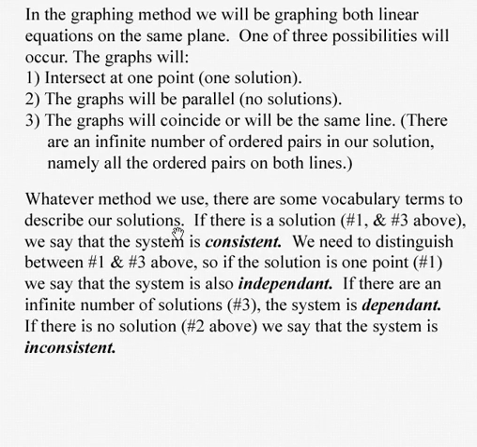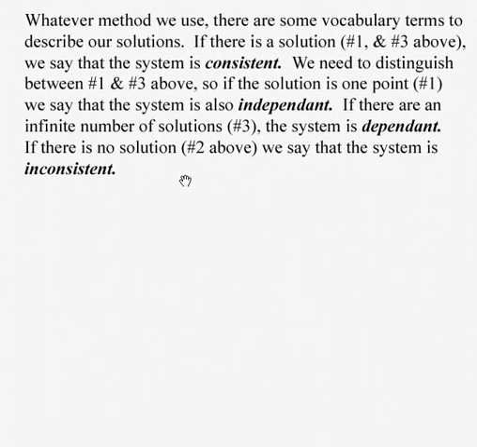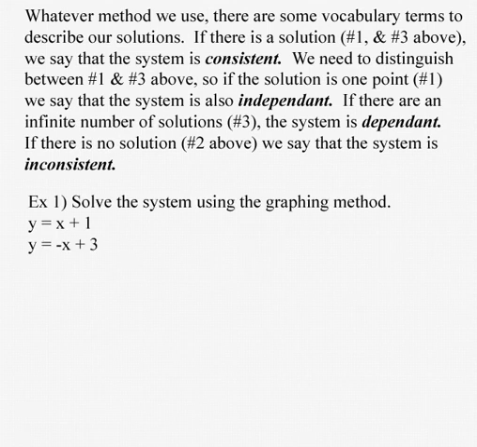For vocabulary words, if there is a solution, we say it's consistent. If lines intersect at one point and there's only one solution, we say it's consistent independent. And then if they're the same line, it's consistent dependent. And then finally, if it's parallel lines and there's no solution, we say it's inconsistent.